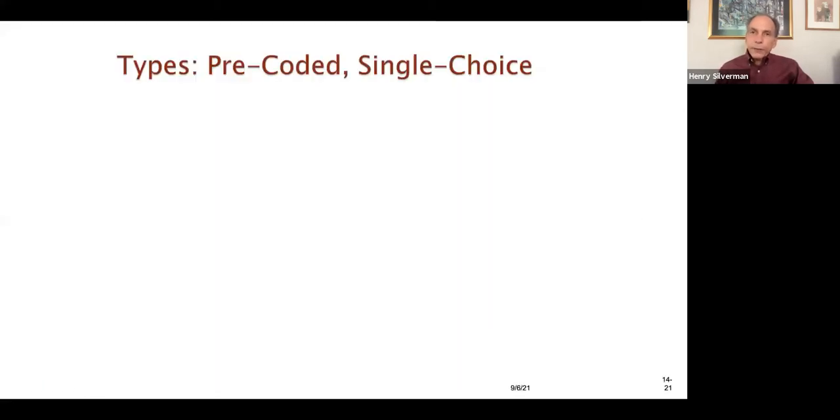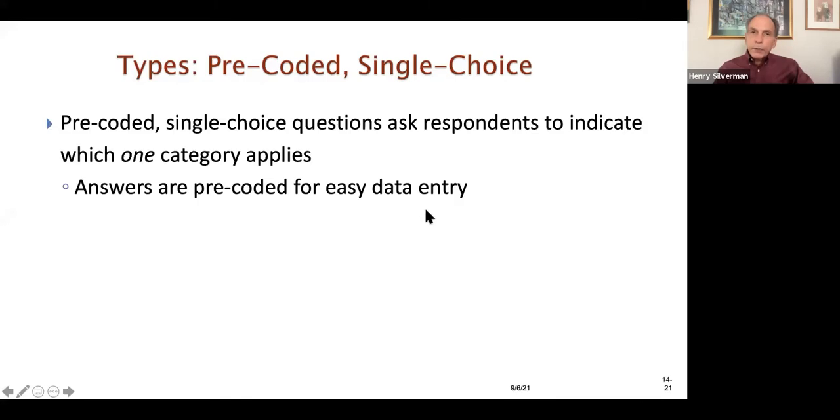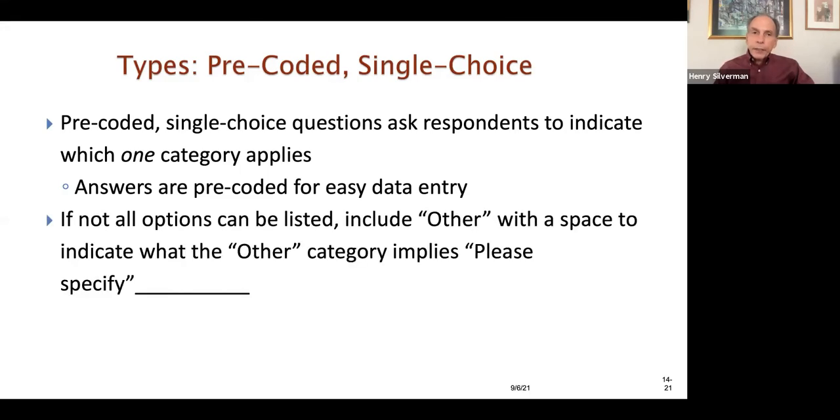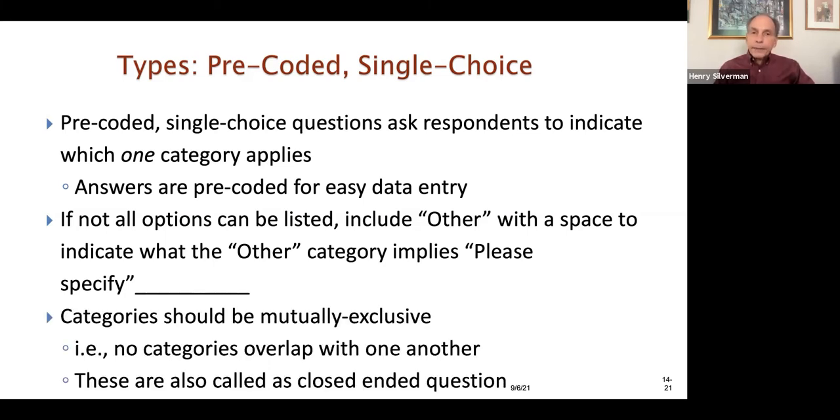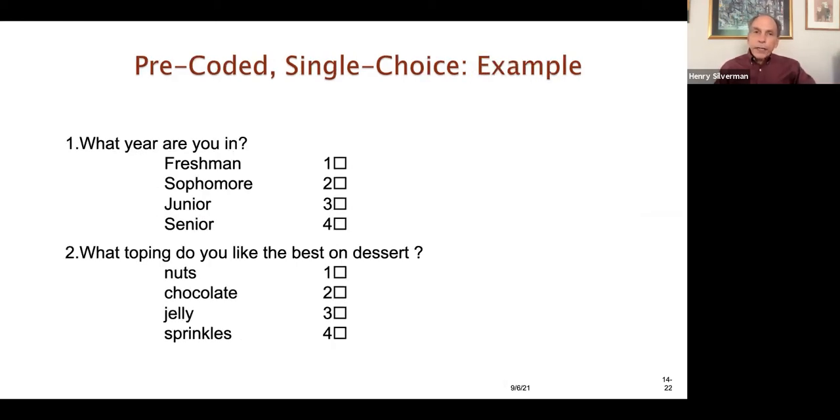Let me go over this quickly. So pre-coded single choice, answers are pre-coded for easy data entry, but if not all options are listed, then you have an other category. But the categories need to be mutually exclusive, cannot overlap one another. So here's an example: pre-coded single choice.